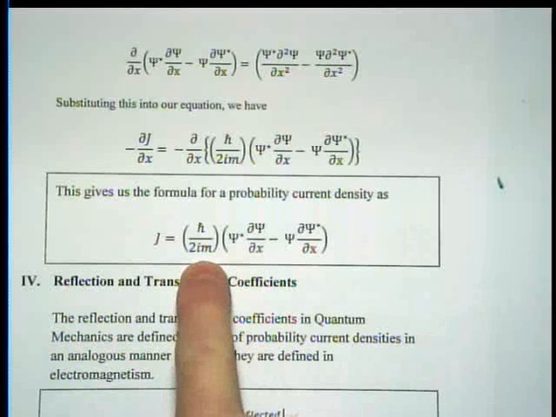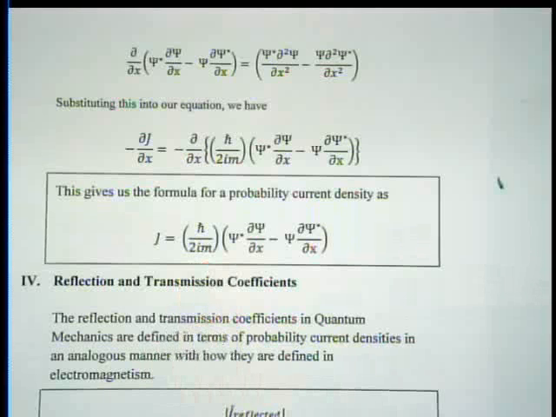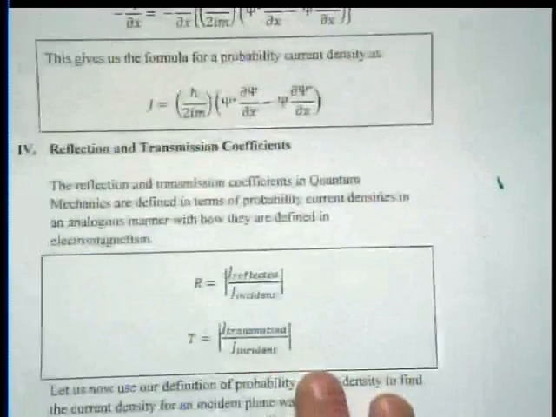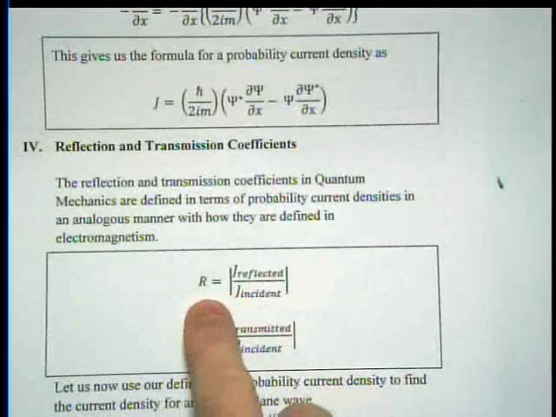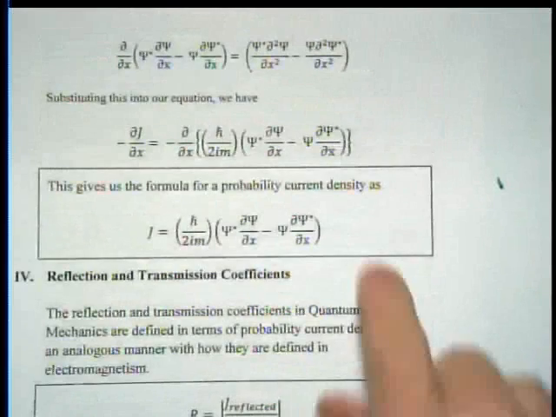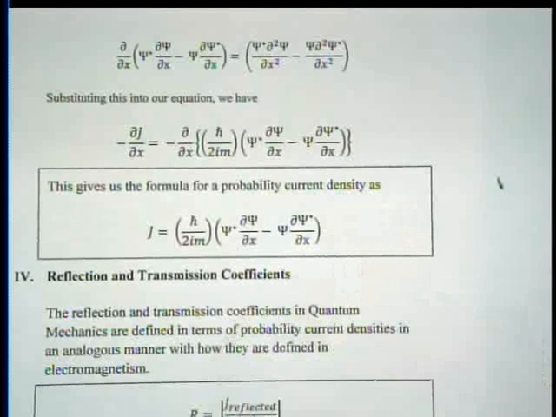Now, this probability current density enables me to find transmission and reflection coefficients. A reflection coefficient is the probability density that's reflected divided by the probability that entered. In the same way that a reflection coefficient is the current density reflected divided by the current density that came in. So because I found the J's, and because I know this is true in E and M as well, this is the definition of the reflection coefficient. And I have a formula now for calculating J's.